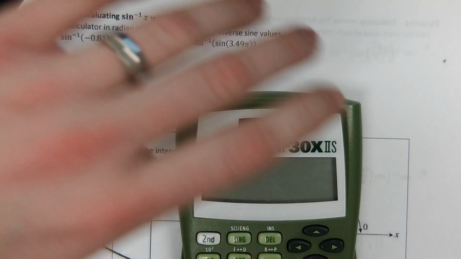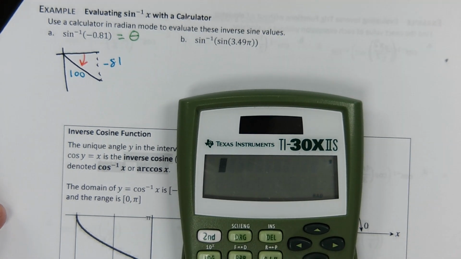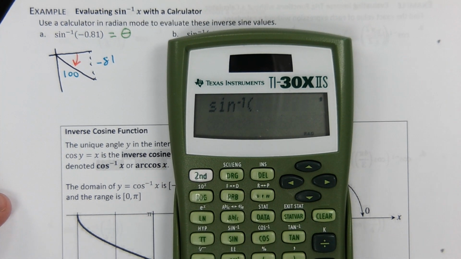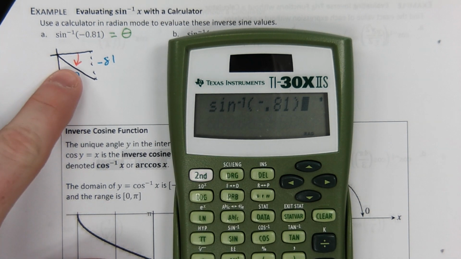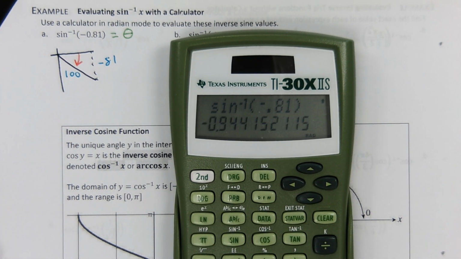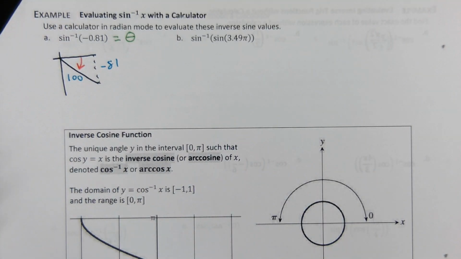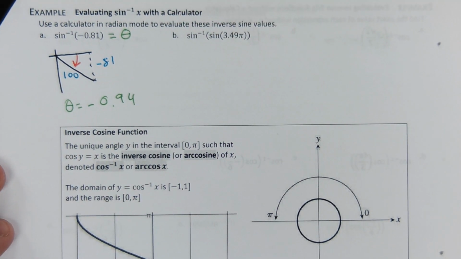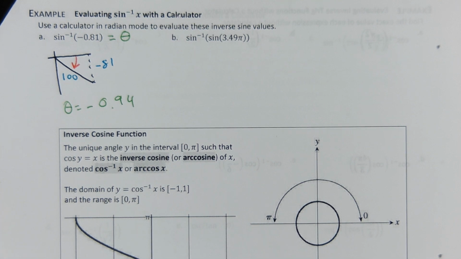So we grab our calculator. We make sure it's in radian mode. It is in radian mode. So sine inverse is second sine. And then negative 0.81. We're expecting a negative answer. And it gave us one, negative 0.94 radians. There it is. Because the result of all inverse trigonometry is an angle. Everybody cool? Questions, comments? No?